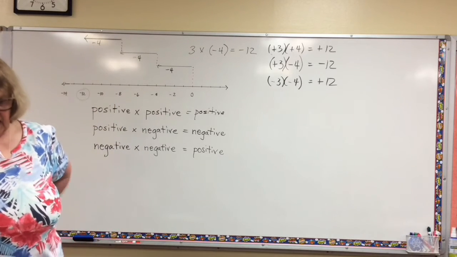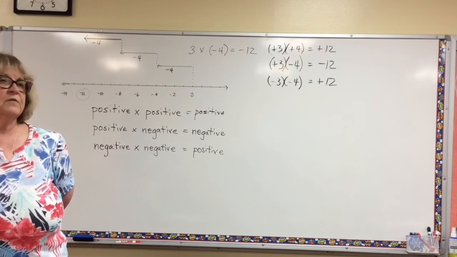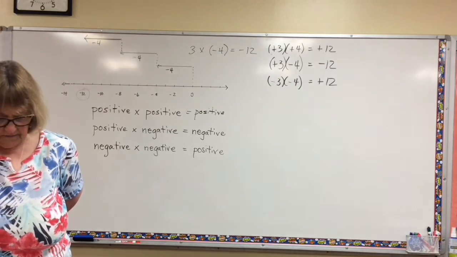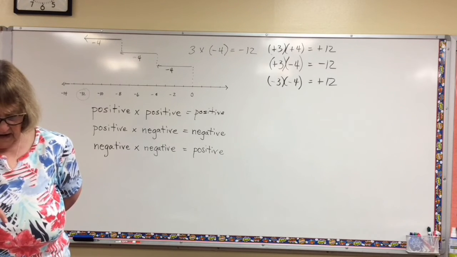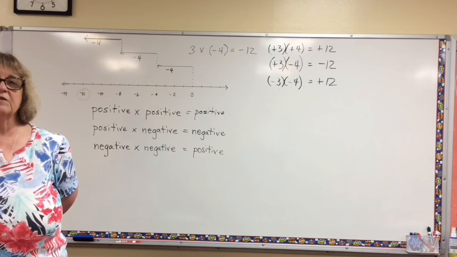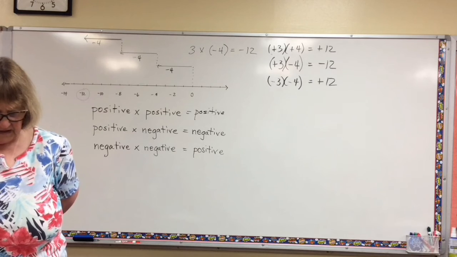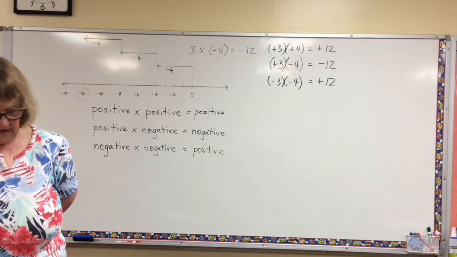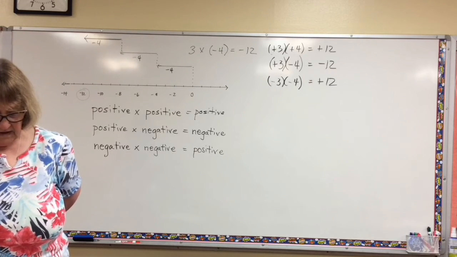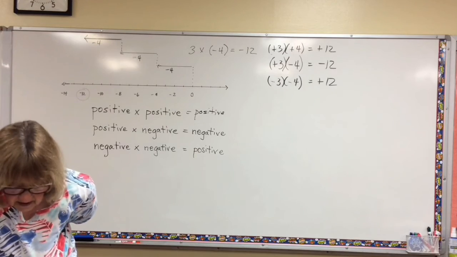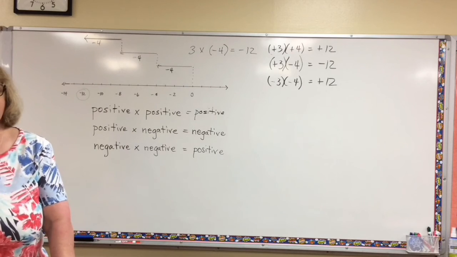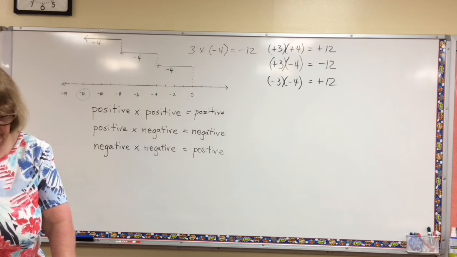A. Negative 5 times positive 4. Well, 5 times 4 is 20. What's the sign? There's one negative, so the answer is negative 20. Look at B. Negative 5 times negative 4. 5 times 4 is 20. 2 negatives make a positive. Positive 20. Look at C. Positive 5 times positive 4 is 20. D. Positive 5 times a negative 4. 5 times 4 is 20. There's one negative sign. That makes my answer negative.